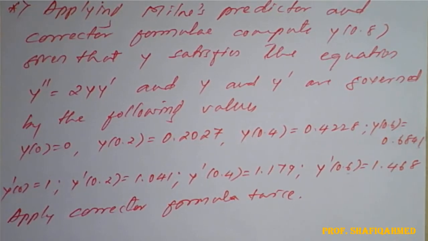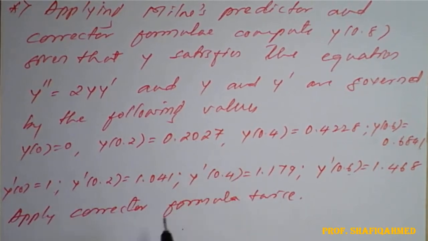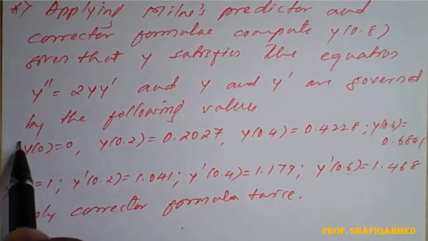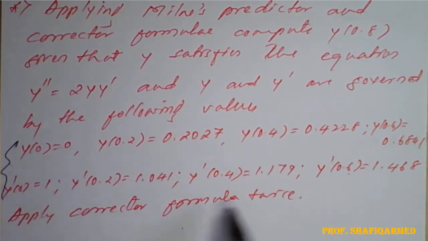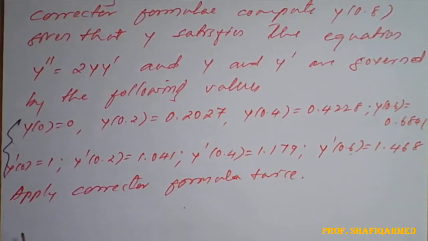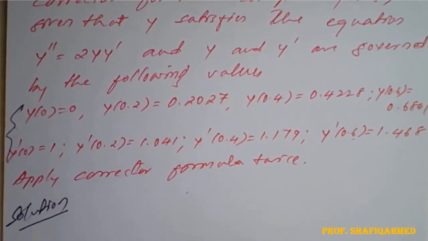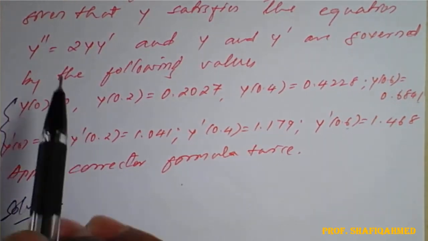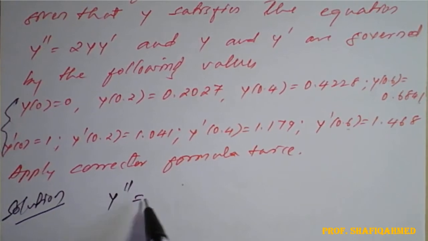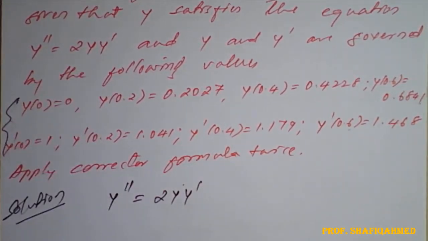They have given all the values in a word example, so we need to convert these, especially these two sets of values. We need to prepare them in a table and calculate. So let's first take the given second order differential equation: y double dash is equal to 2y y dash.